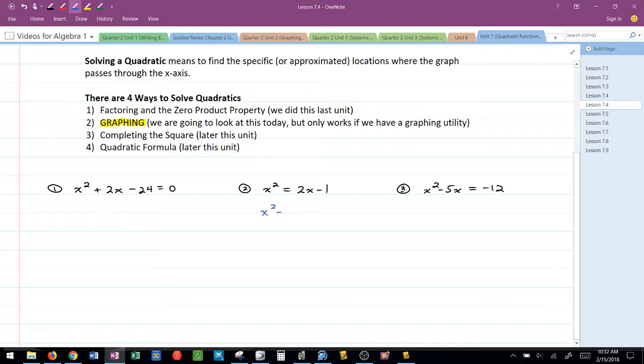What does that mean? We have to move the 2x over by subtraction, move the 1 over by addition, and now it's equal to 0. Now it's in a form ready to be graphed. Same idea with number 3 here. I have x squared minus 5x, but I have to move that 12 over so that it equals 0.